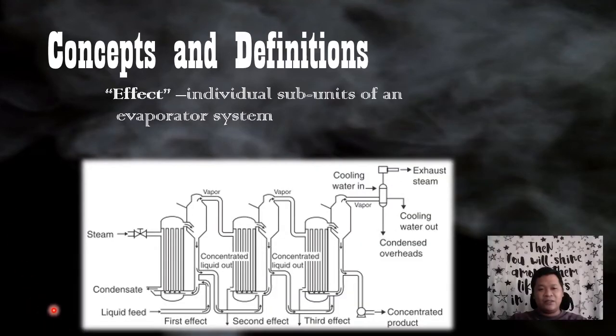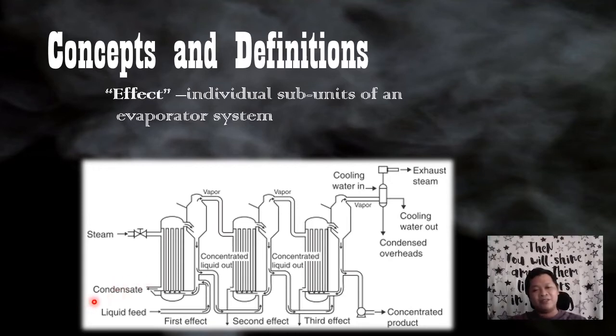Alright, so here we have a definition, yung tinatawag nating effect, individual subunits of an evaporator system. So in this case, this is a triple effect evaporator with the first, second, and third effect. Makikita niyo minsan sa mga problems a single effect, double effect, triple effect evaporator, and so on and so forth. So first question natin, sir, bakit ba kailangan may effect pa? Di ba pwedeng single effect na lang lahat? Kasi feeling namin, pag mas maraming effect, mas mahirap yung calculation. Well, tama naman kayo, mas mahirap nga talaga.